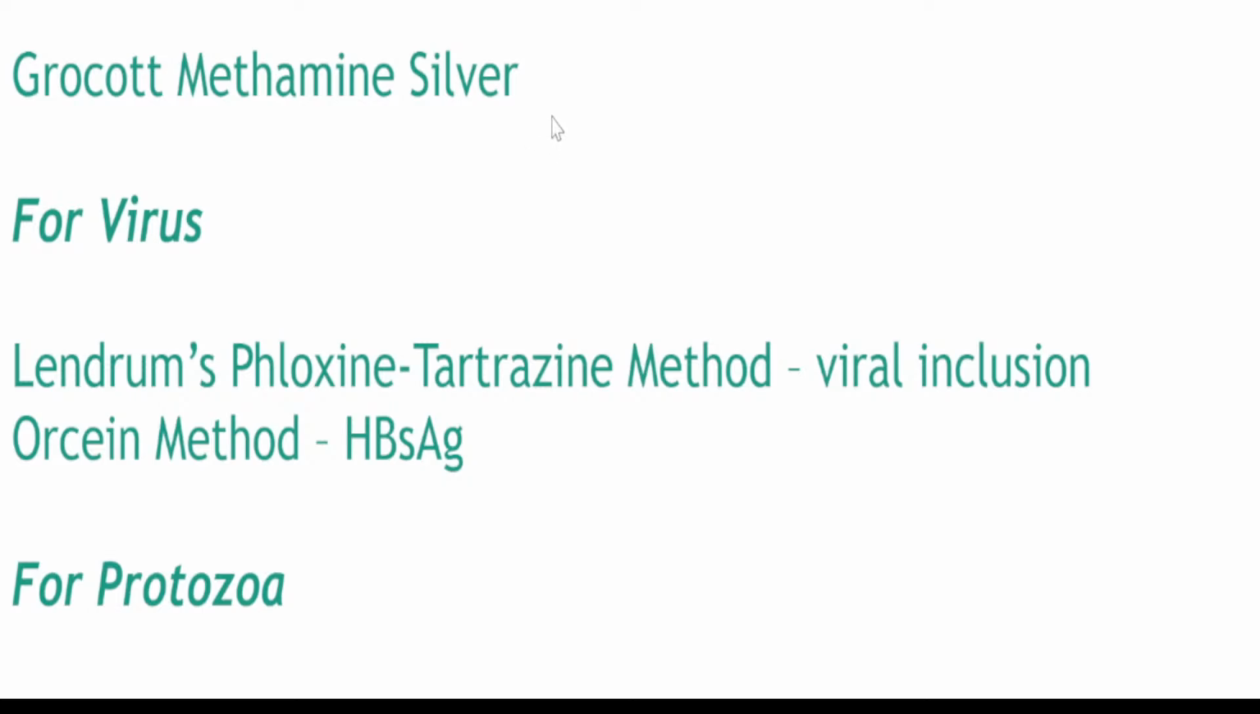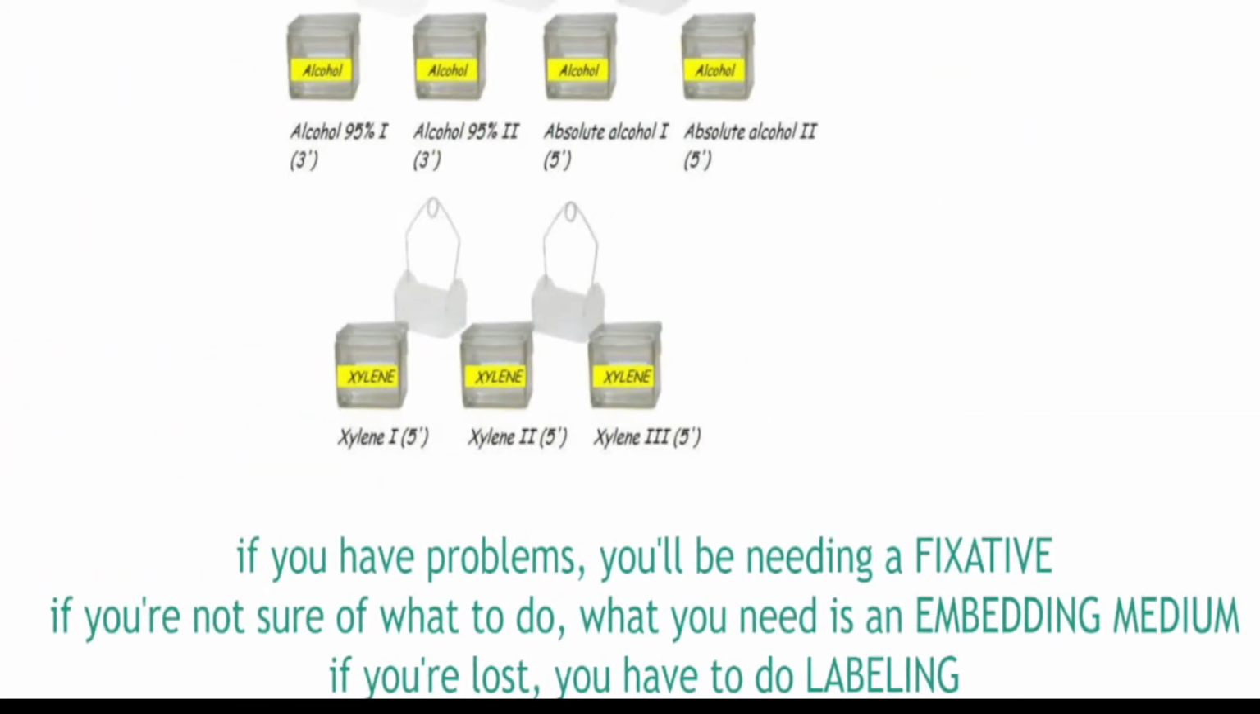Okay. Viruses, you use phloxine and tartrazine method for viral inclusions, which was invented by Lendrum. HBsAg is demonstrated using the orcein method. For protozoa, again, I mentioned earlier, Giemsa stain. Okay, but don't forget that you can also use trichrome staining.